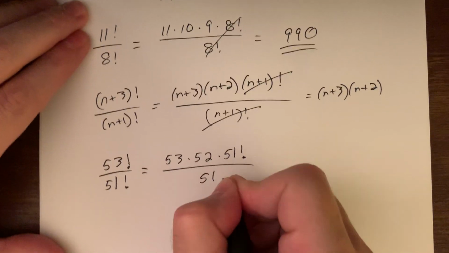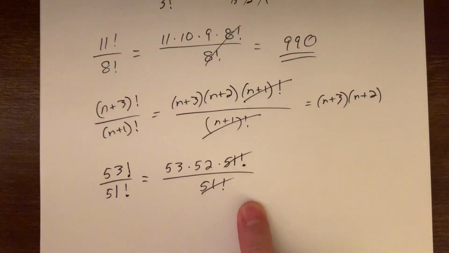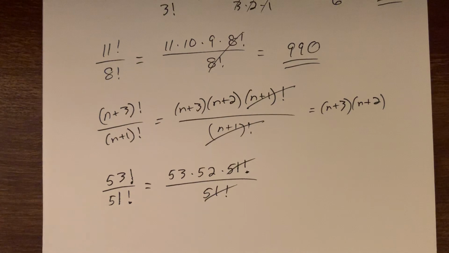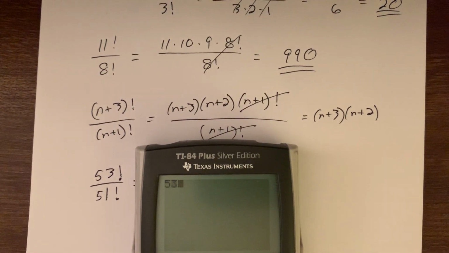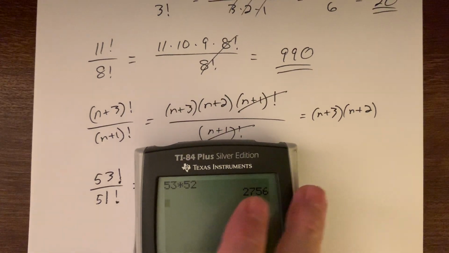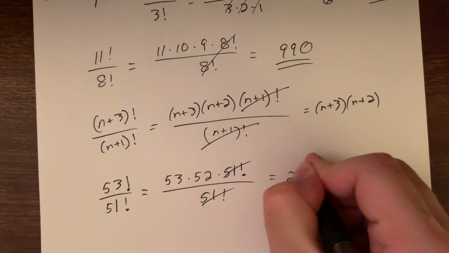51 factorial cancels with 51 factorial. And I will still use my calculator to finish this. All I'm doing to finish is just 53 times 52 to get 2756.